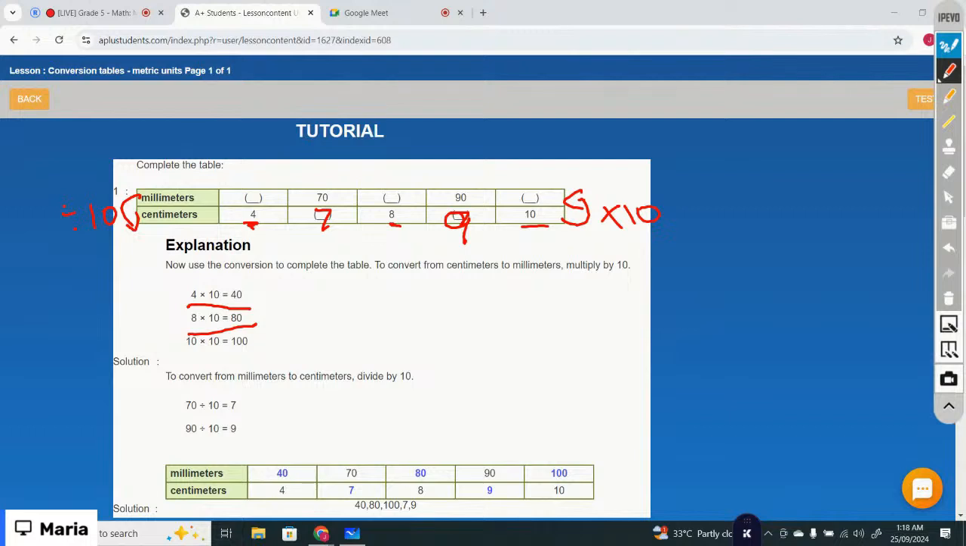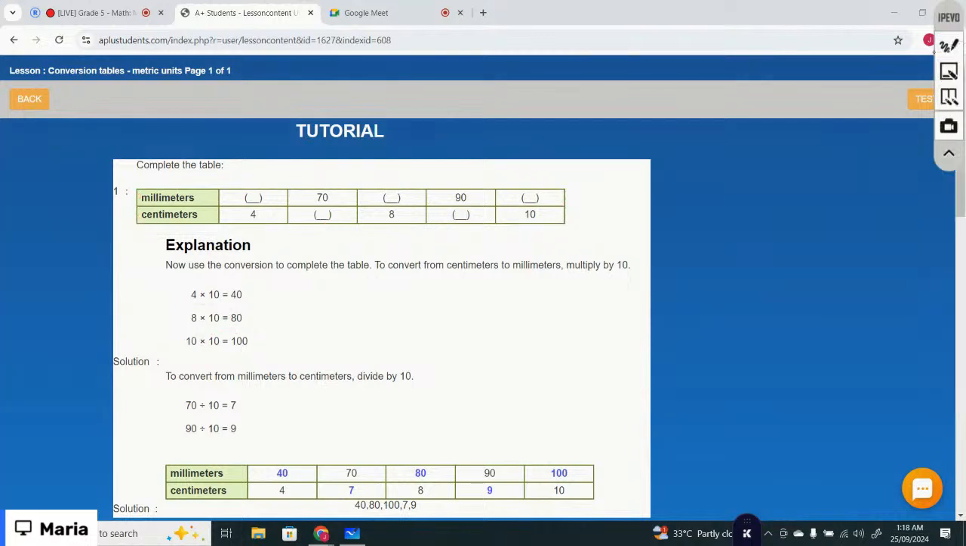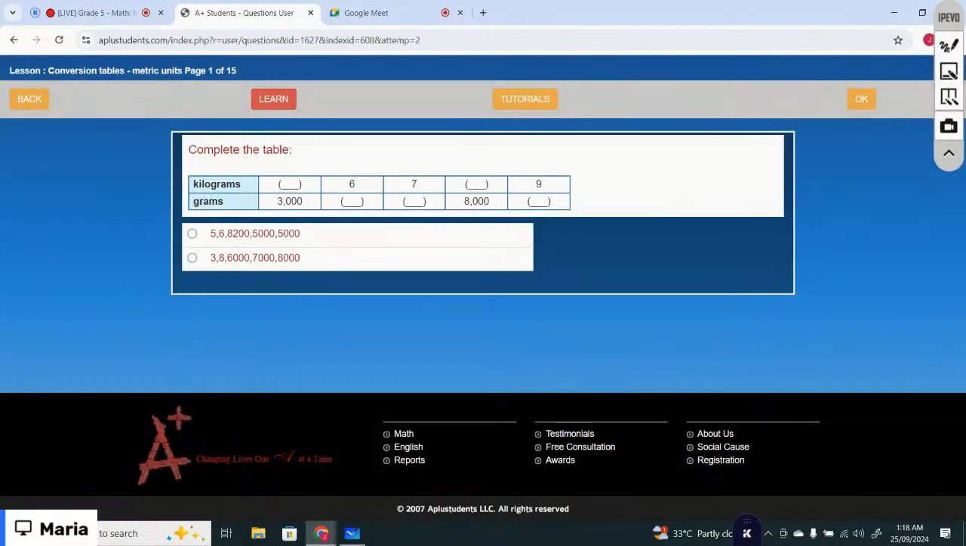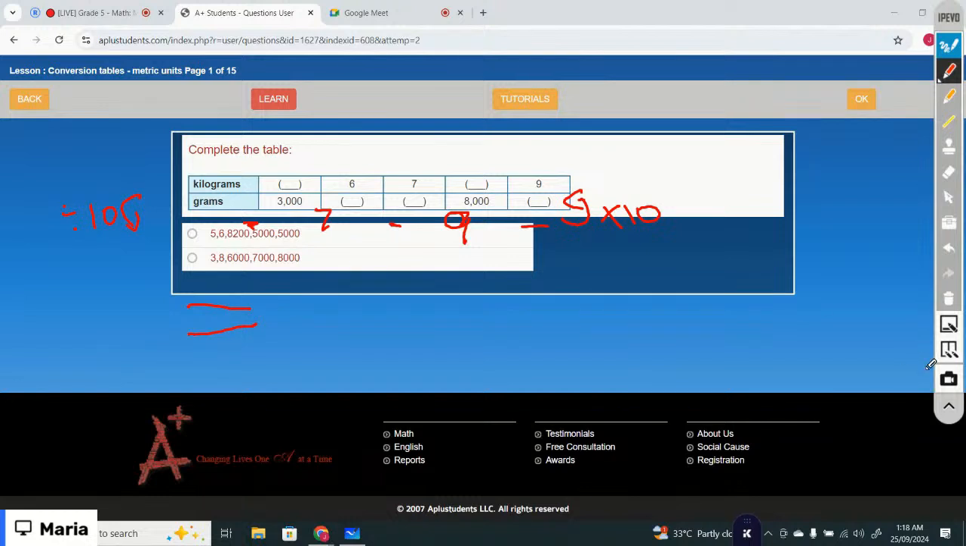Okay, let's just start with the test questions. Here that's a conversion between kilograms and grams, right? To convert from kilograms to grams, you need to multiply by 1000. And to convert from grams to kilograms, you have to divide by 1000, right?